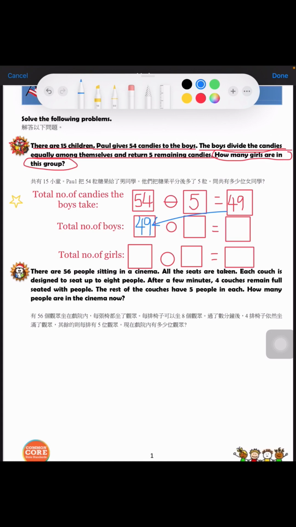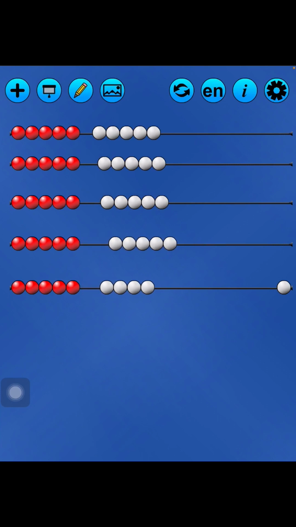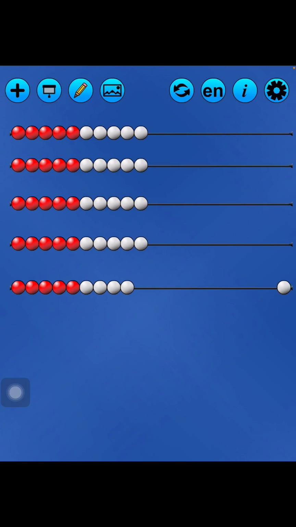So how many boys are there, and how many candies does each boy have? Here there are 49 beads. First, we may try to separate them into groups of 5. So here are groups of 5, but one of the groups only has 4 candies, which means it is not enough to separate into 5. Let's try another combination.